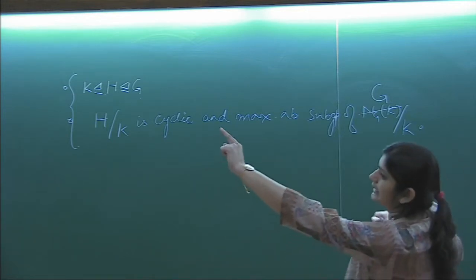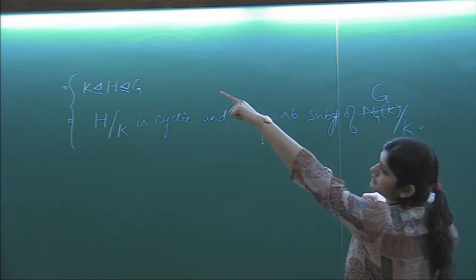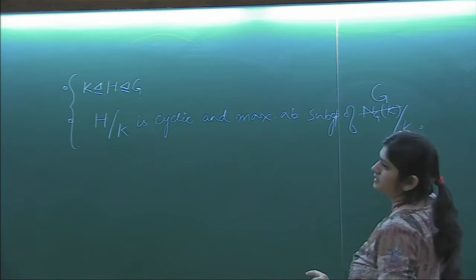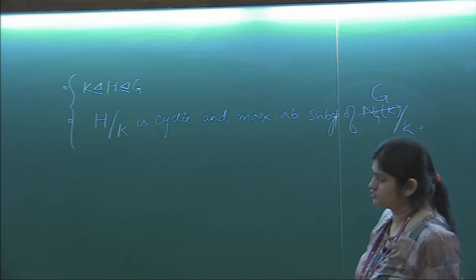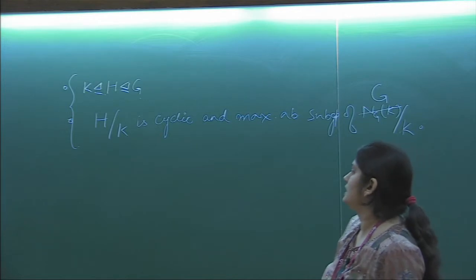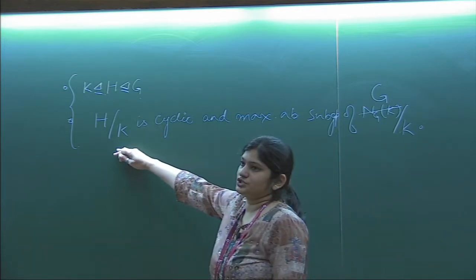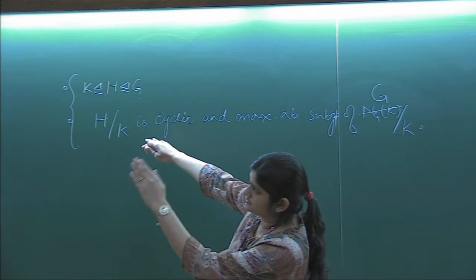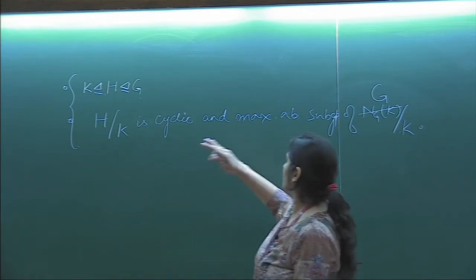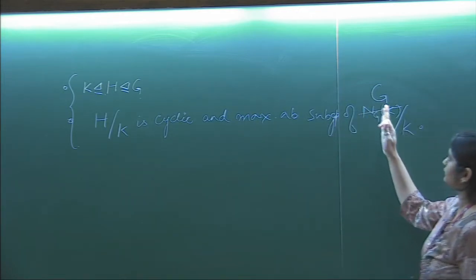Because we are working in an abelian group for this example, K is the normalizer, which has to be G. So we want this quotient to be cyclic, and the last case is ruled out. And what else do you want? That it should be a maximal abelian subgroup of this.